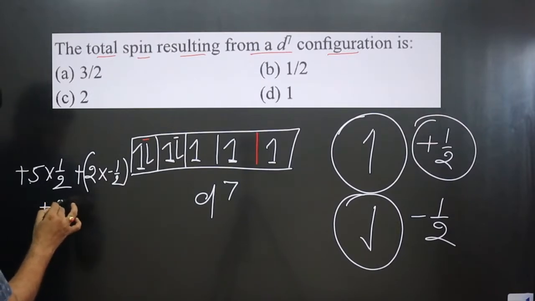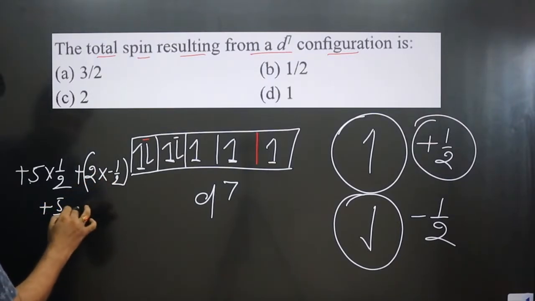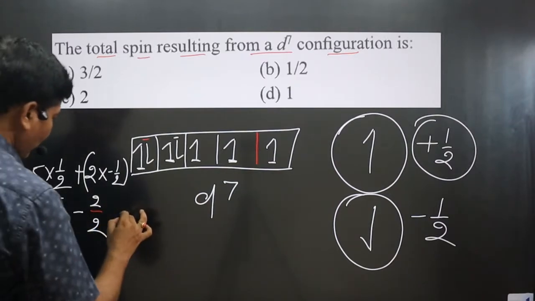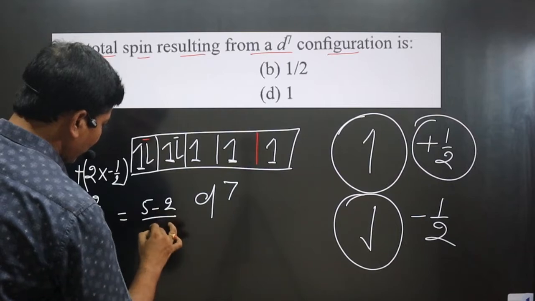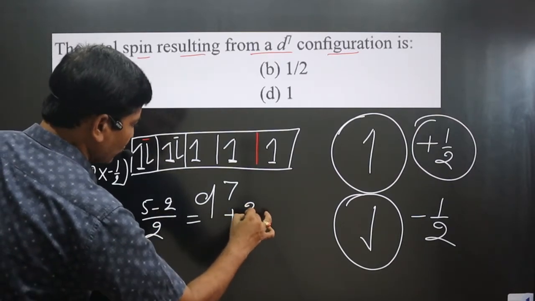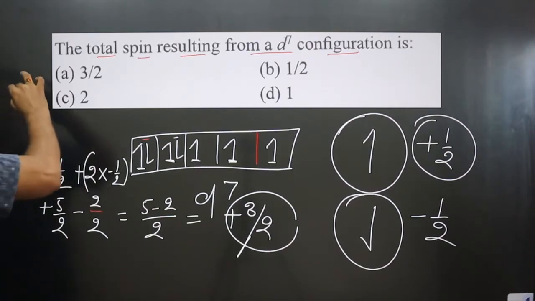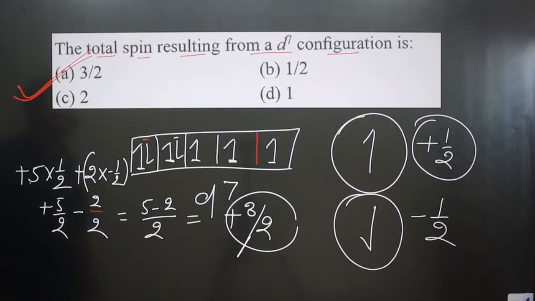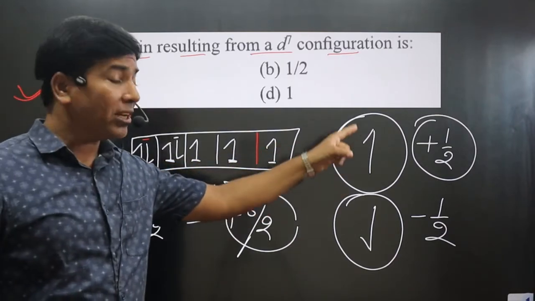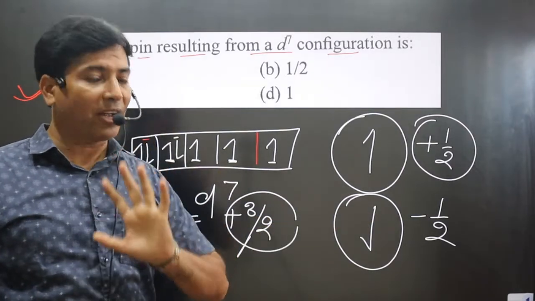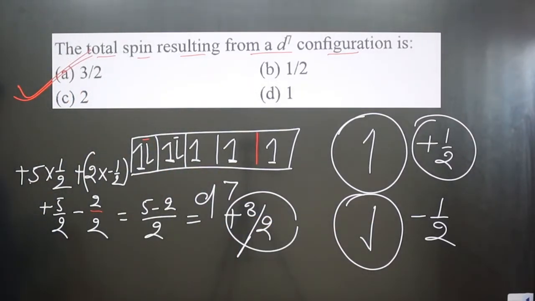So we get plus 5 by 2, and in this case we have minus 2 by 2. We can write it as 5 minus 2, divided by 2. Ultimately we are getting plus 3 by 2. Looking at the options, option A is correct. The total spin resulting from a d7 configuration will be 3 by 2. Always keep in mind, spin going upward has plus half, spin going downward has minus half value. Option A is correct.